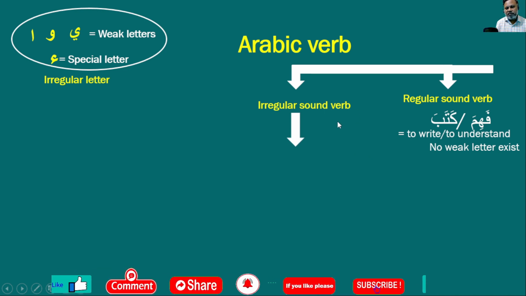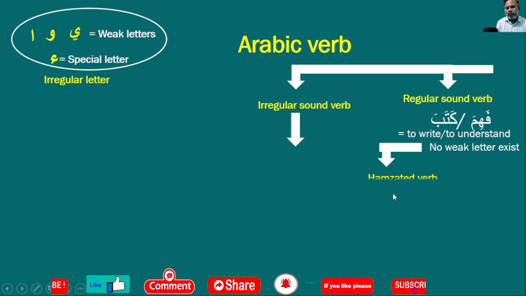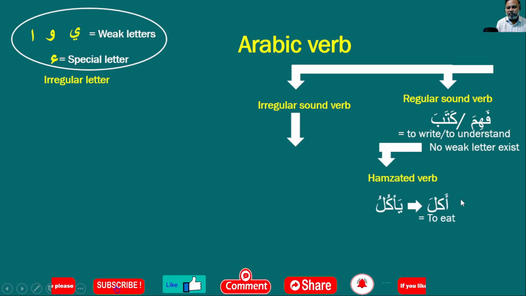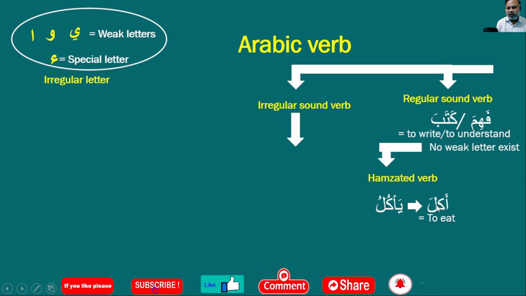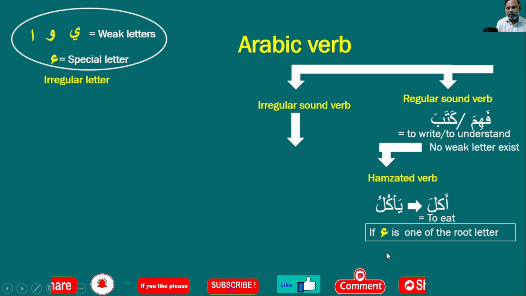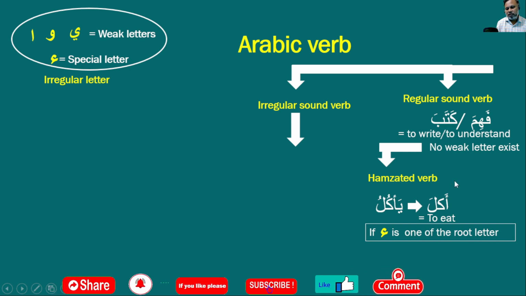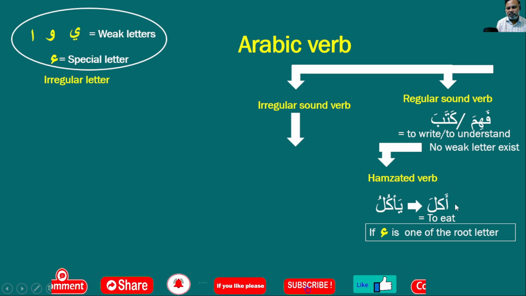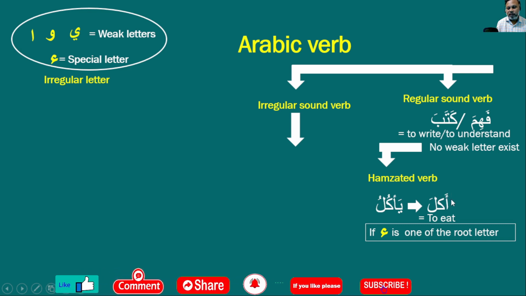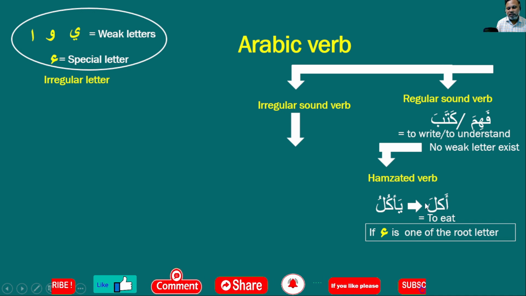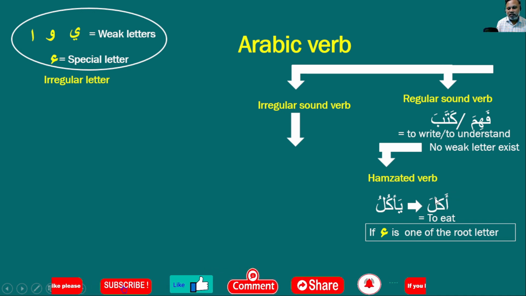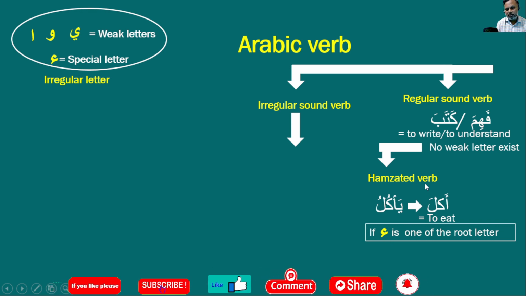The irregular sound verb has been categorized into two groups. The first is the hamzated verb. A hamzated verb means that if any one of the three root letters is hamza, it is called a hamzated verb. Like akala, where the first letter of the three root letters is hamza. The hamza can be the middle letter or the last letter as well.